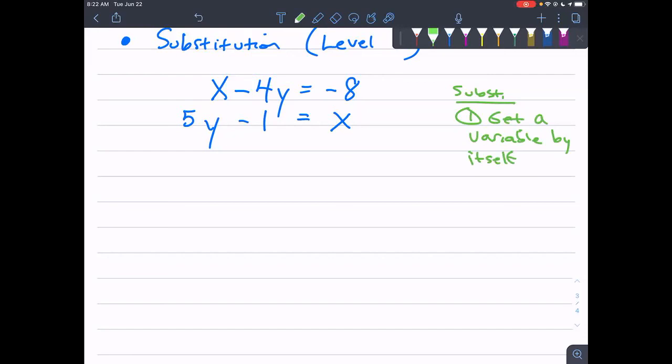Get a variable by itself. Again, that could be x or y. So you want to look at all the variables. Which one would be the easiest to get by itself? X on top or bottom? Bottom. Yeah, x on bottom is the easiest because it's already by itself. So we just have to take what it's equal to. We're saying x is equal to this. So in the other equation, are we going to replace x or y? X. We're saying x is this, so we're going to replace x. Just like if it said x is 5, you'd go into the top equation and put a 5 where x is.